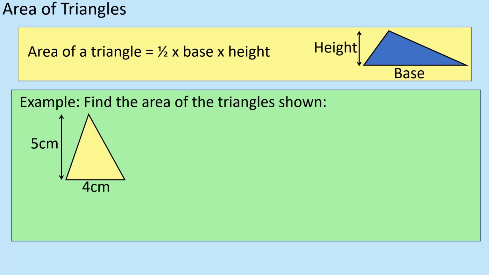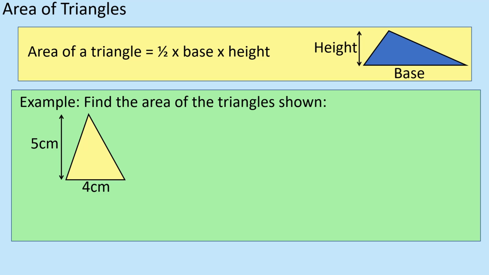Okay, so here's an example. Find the area of the triangle shown. So it's going to be base times height, so 4 times 5, and then you half it. Important thing to remember is when we're talking about the height, this is the perpendicular height, so the height that goes basically vertically upwards, and it's not the slope.